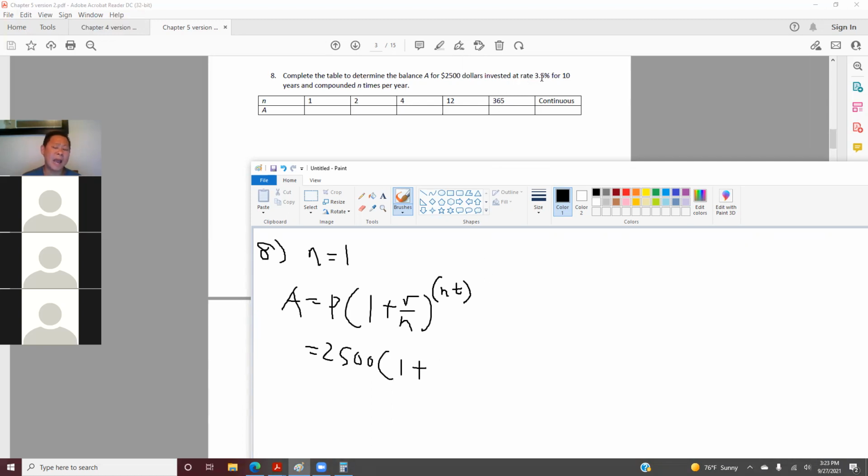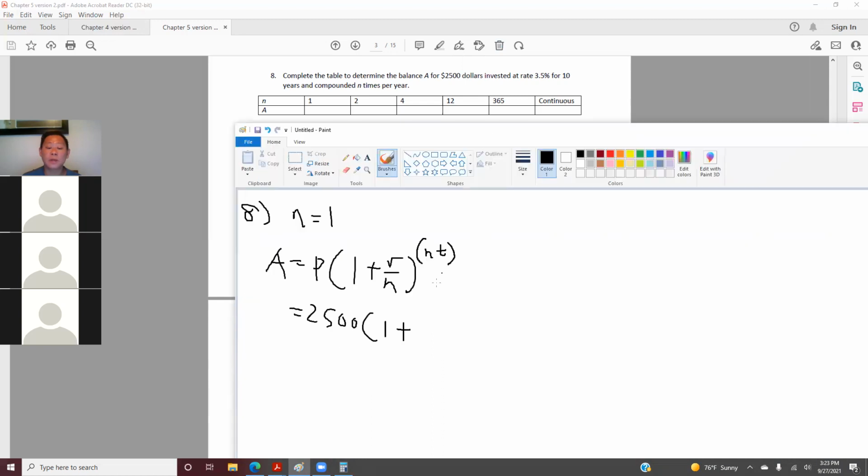So how do you write this in decimal? 3.5% in decimal is 0.035. Only one zero. And then n in this case is 1, because our n is 1. And then 1 times t. T is your time, which is 10 years. So you put 10 years here. Take out your calculator and figure this one out.